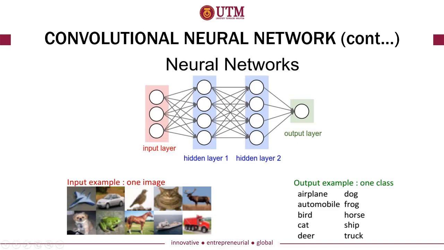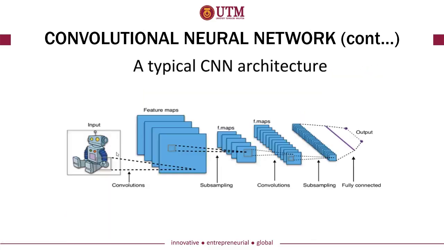Again, this is the one that we have discovered before. This is how the network looks like. Because the hidden layer is more than one, we can consider this a deep neural network. So this is an example of a CNN architecture. As you can see, the architecture of CNN is a little bit different from a deep neural network.